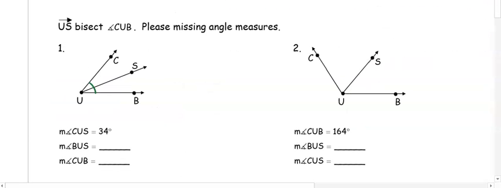So here we have US bisects CUB, so that means it splits the angle into two congruent parts. So we want to find the missing angles. So if we know that CUS is 34, BUS is the other half angle, so that's also going to be 34. And CUB is the whole angle, so we would add them together, 34 plus 34 to get 68 degrees. In number 2, we know the whole angle is 164. BUS and CUS are half of the angle, so they would each be 82 degrees.